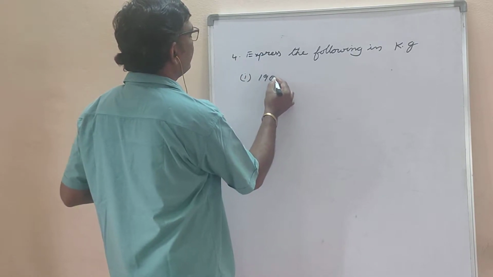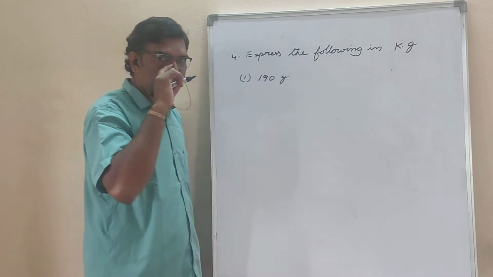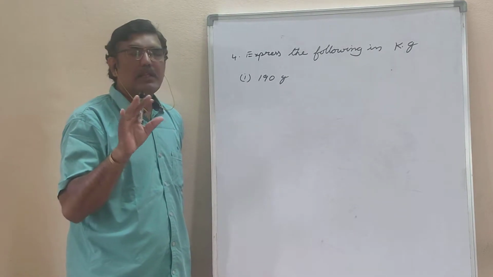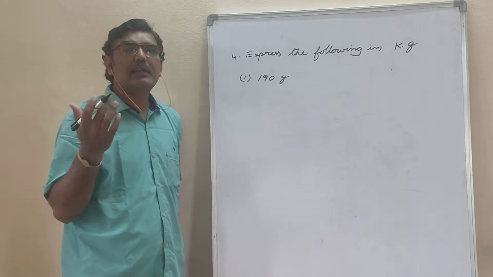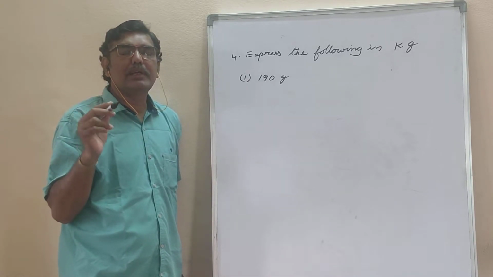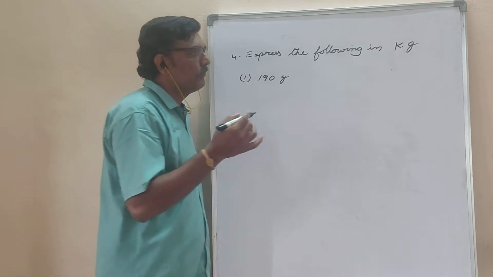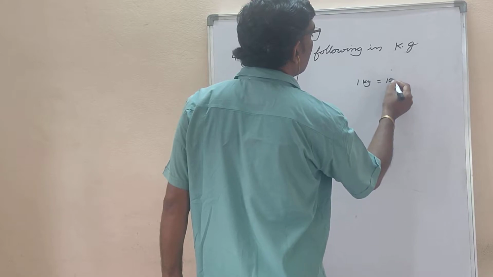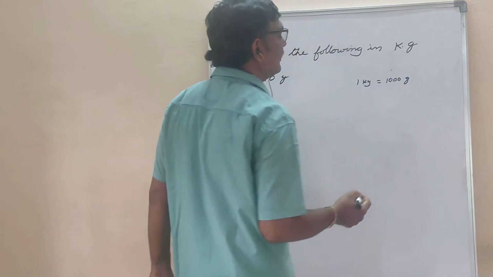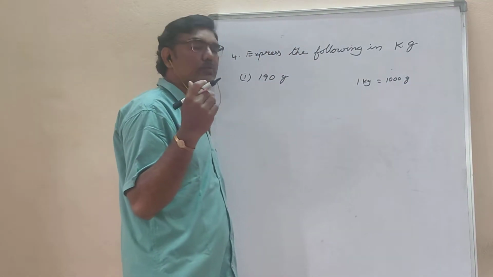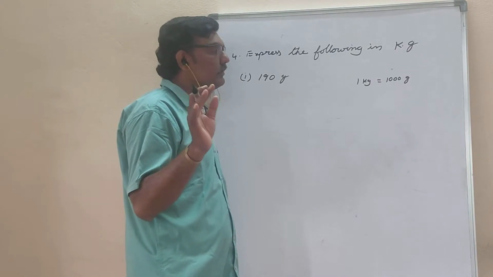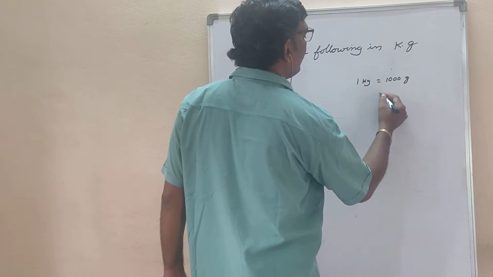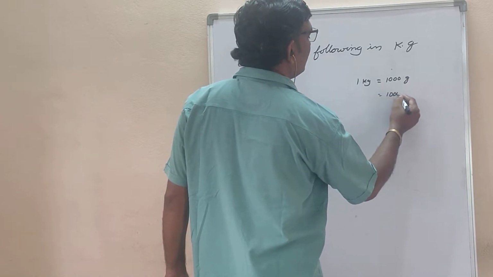190 grams. So first, you should know the relation between grams and kilograms. Kilo is nothing but 1000. So 1 kg is equal to 1000 grams. Kilo means what I said? 1000.